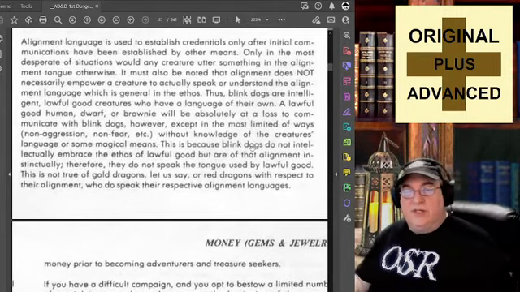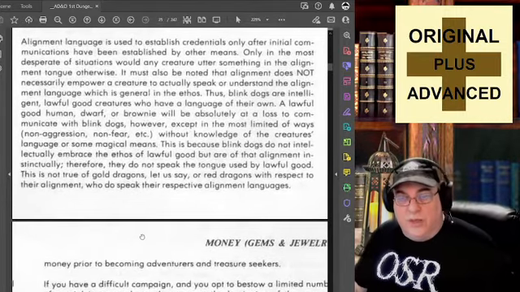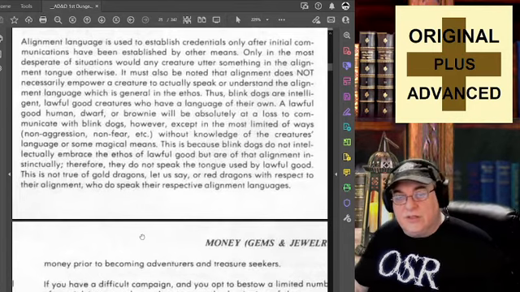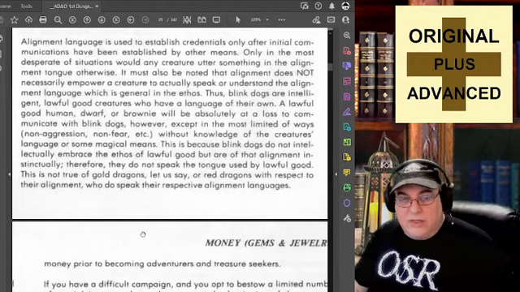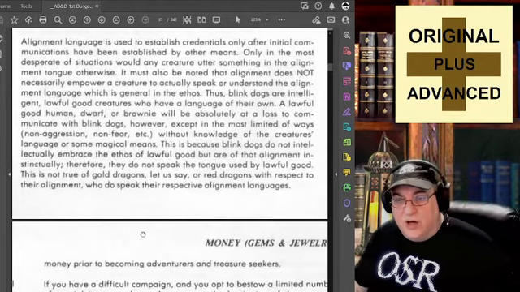Alignment language is used to establish credentials only after initial communications have been established by other means. Only in the most desperate of situations would any creature utter something in the alignment tongue otherwise. It must also be noted that alignment does not necessarily empower a creature to actually speak or understand the alignment language, which is general in the ethos.